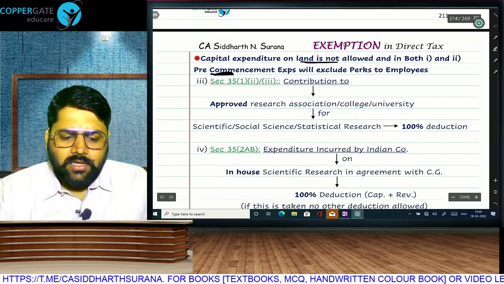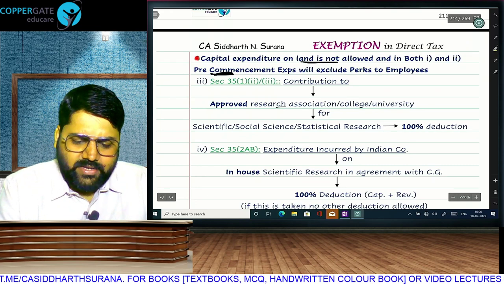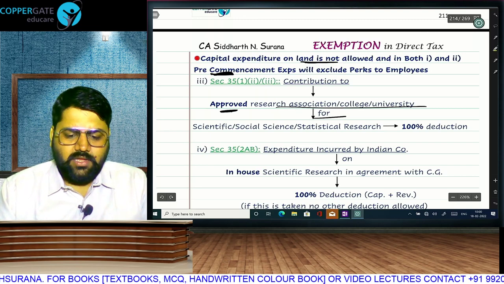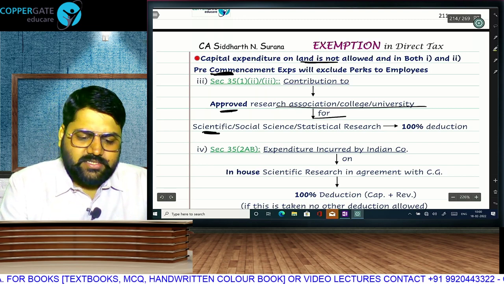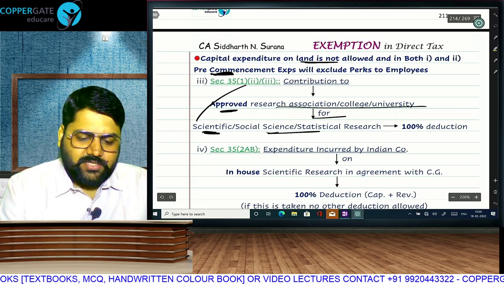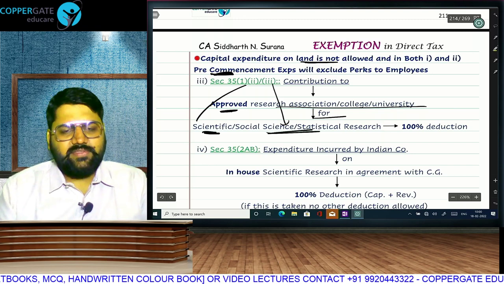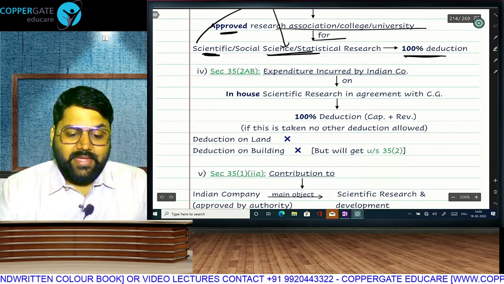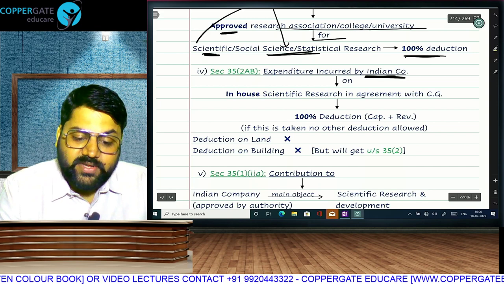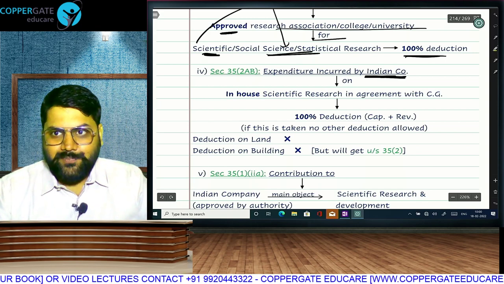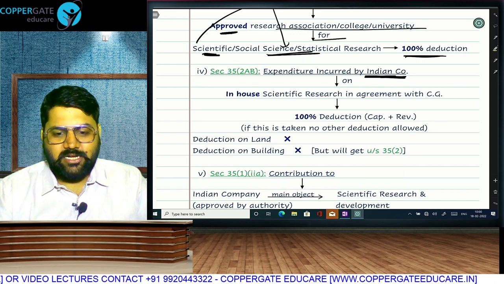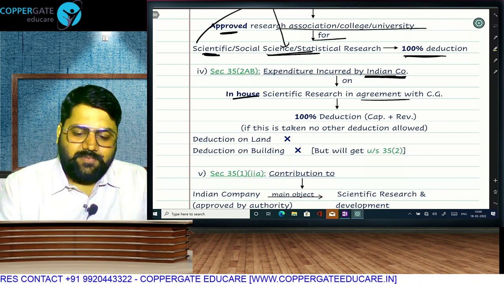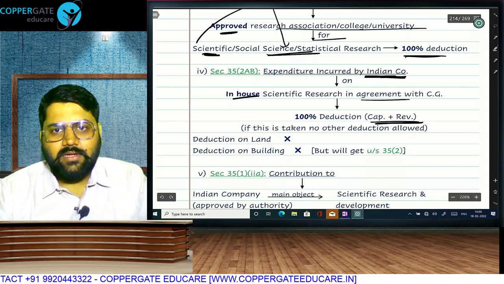Next, 35(1)(ii): any contribution to any research association, university, college, institution, which is approved. If it is for scientific research, then 35(1)(ii) is applicable. If it is for social science and statistical research, 35(1)(iii) is applicable. Now, everywhere you get 100% deduction. 35(2AB): any expenditure incurred by an Indian company, this is the only provision which is for company and thus mentioned in BAA, BAB, not mentioned in BAC, BAD. For in-house scientific research, in agreement with the central government, then 100% deduction of all capital and revenue expenditure.